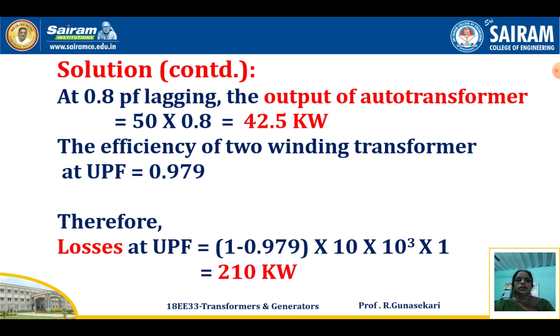Normally the efficiency is equal to what? Output divided by input. Here we don't know the input, so we calculate the losses. We already know the efficiency of the two winding transformer, 0.979, so we subtract that value from 1. So 1 minus 0.979, into the kVA rating of the two winding transformer, 10 kVA, that is 10 into 10 to the power 3, into the power factor of the two winding transformer, which is 1. After simplifying this equation we get 210 watts.